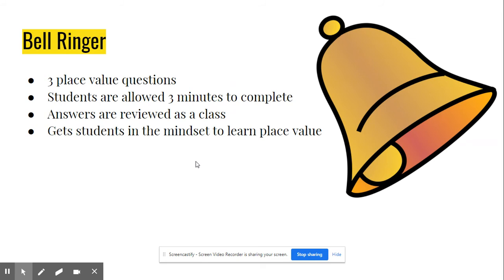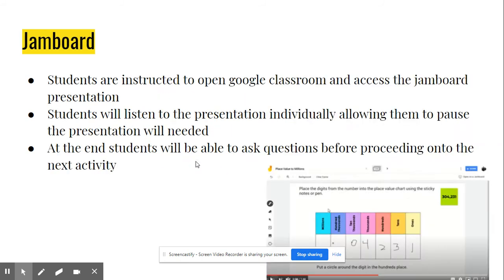Starting out, she would start with a bell ringer. She'd have 3 questions on the board. Students would be given 3 minutes to complete, after which they would review as a class. This kind of just helps them get in the mindset to start the learning of place value.